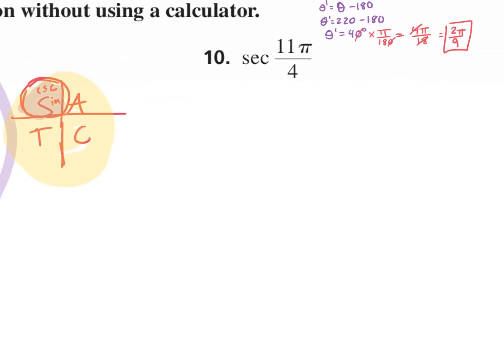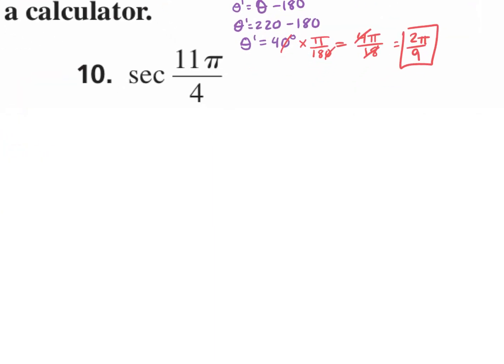All right, we have time for one last one. Let's look at number 10. So what do we need to do first here? Multiply by 180 over pi. So we're going to change it to degrees. The pi's cancel. We can divide 4 into 180 45 times. So we have 45 times 11, which is 495.